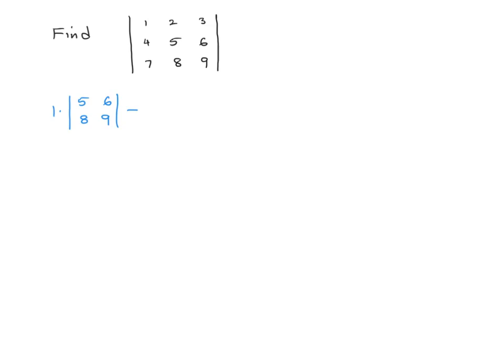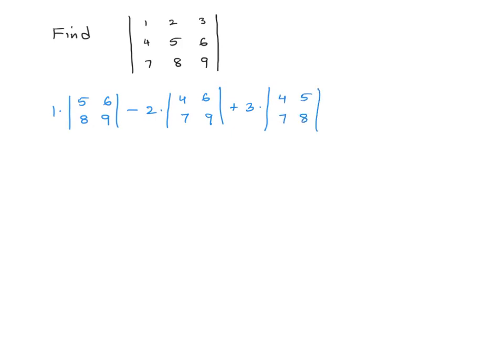Minus. Now I go to the 2. And now I multiply by a new determinant. Again, I throw away everything in the same row and the same column as the 2. So it's 4, 6, 7, 9. Determinant of 4, 6, 7, 9. And then this one was plus, this one was minus. Now it's back to plus again. Plus 3 times, and now I create another determinant. Now to get that determinant, I throw away everything in the same row and column as the 3. That's 4, 5, 7, 8. So 4, 5, 7, 8.